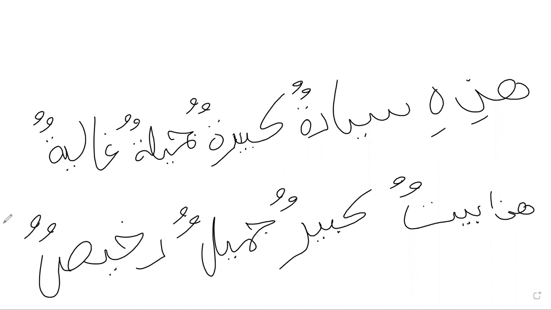Okay, so let's use رخيص over here. So what do we have now? هذا بيت كبير جميل رخيص. This is a big, beautiful, and cheap house. Okay, so رخيص means cheap, جميل beautiful, كبير big. So هذا بيت كبير جميل رخيص. This is a big, beautiful, and cheap house.